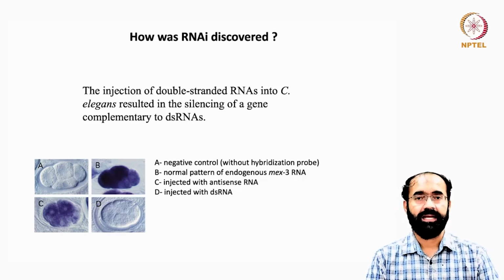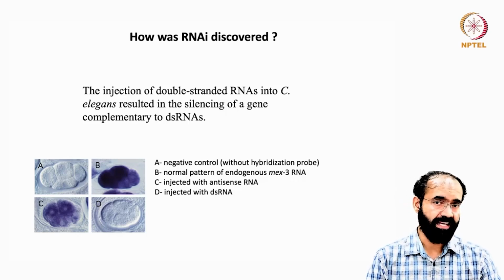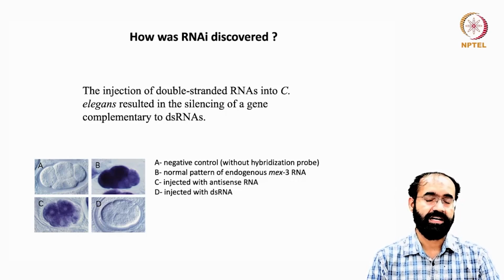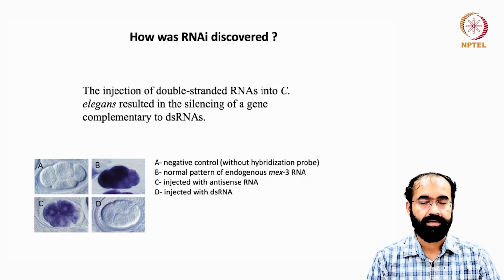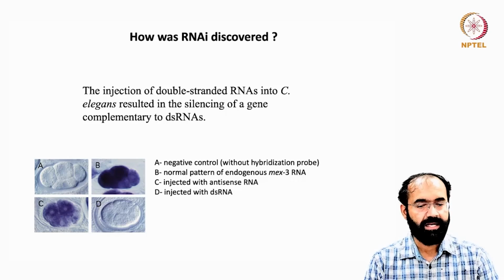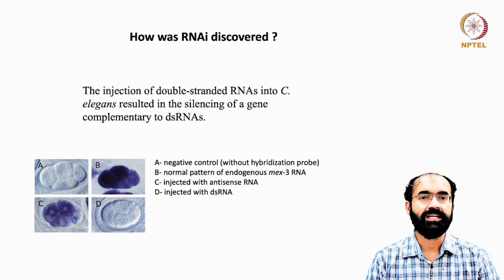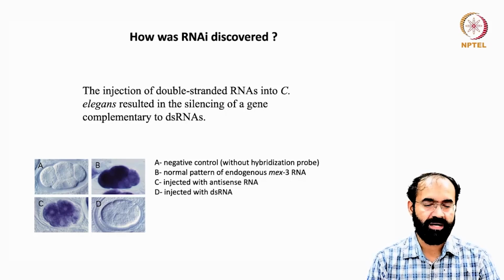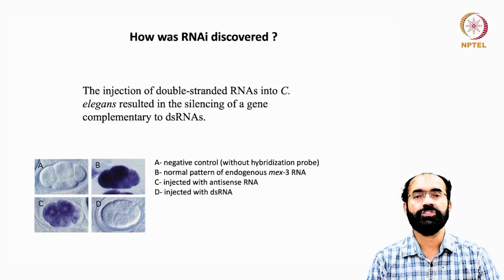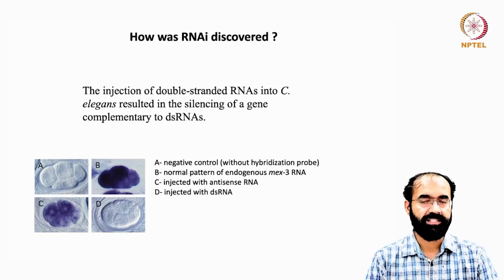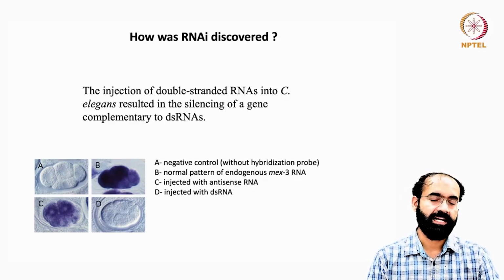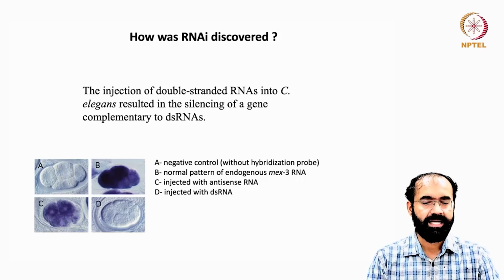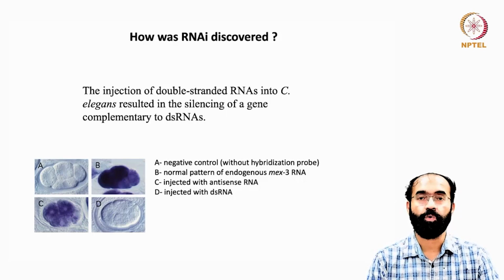So you inject a double-stranded RNA of a given gene, say gene A, you inject a double-stranded RNA against that gene, then you will find gene silencing. Let us see some examples. A is a negative control. When you do in situ hybridization, if gene expression is not there, you will not see any color reaction, because RNA in situ hybridization is a very powerful technique to study gene expression events. Whereas B shows the normal pattern of endogenous MEX3 RNA. MEX3 is the name of a gene and it is expressed quite strongly.